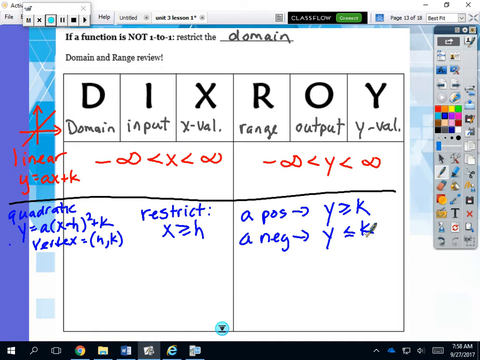So when we restrict the quadratic, we always look for this number h, and that will tell us the restricted domain. Now let's think about a radical function, because we're also going to look at those today.